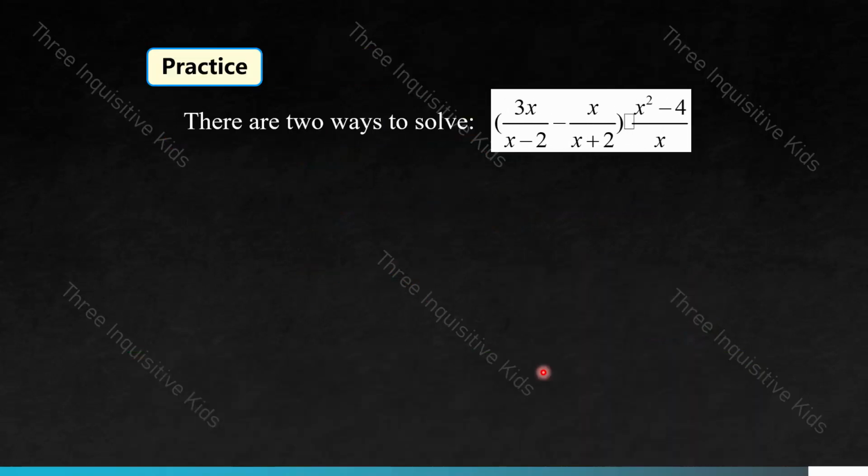There are two ways to solve this expression, and here the box just means multiplication. So, can you try to find the two methods that you can solve this with?